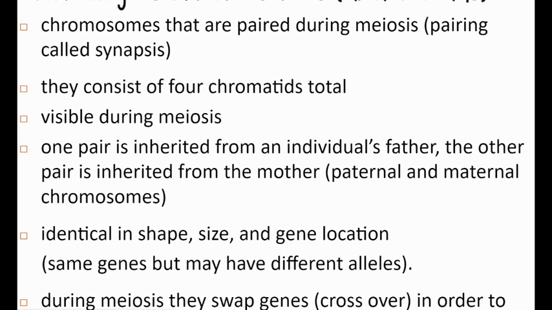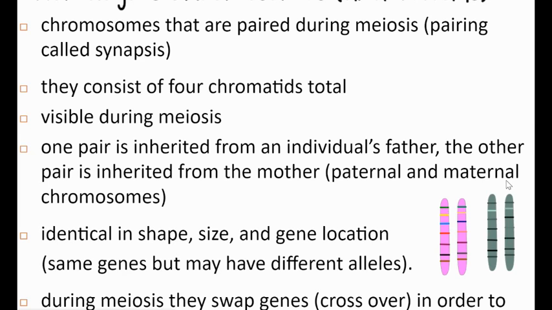One pair we know is going to be inherited from dad, while the other pair is inherited from mom, paternal and maternal. We know they are paired up because of their identical shape, size, and gene location. They may have the same genes, but they could potentially have different alleles. For example, homologous pairs of chromosomes can each carry the gene for eye color, but dad can have brown eyes and mom can have blue eyes. And we know during prophase 1, it's those genes that are going to cross over and swap or exchange DNA with one another, which helps to produce variety.